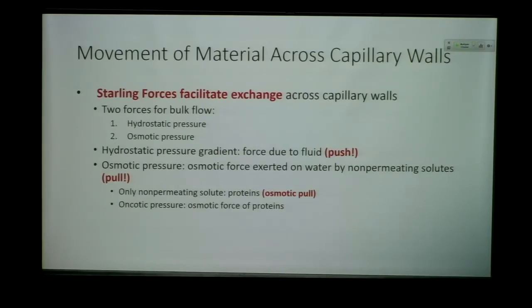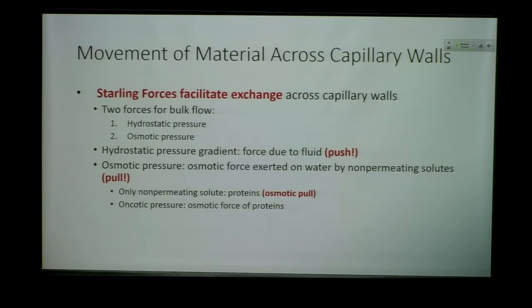Okay, we're going to move on to speak about the Starling forces that govern capillary movement. Now, before we get into it, I'll make a note here. This has nothing to do with Starling's law of the heart. They just happen to have been discovered by the same physiologist. But the Starling forces govern both filtration and absorption across the capillary wall, and there are two forces under these Starling's forces. The first one is hydrostatic pressure.